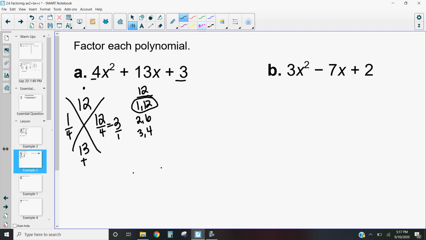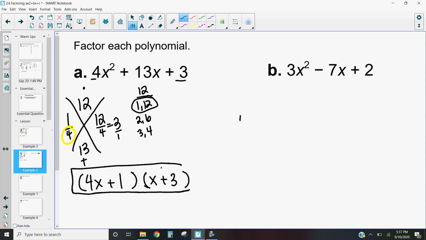So as I'm writing my factored form, what I end up getting is the number on the bottom here times x. So I have a 4x plus a 1. And then this 3, or a 1x plus 3. And for the sake of this problem, I'm going to leave my 1 off because that's more common what we do in math. So we're going to do it that way.